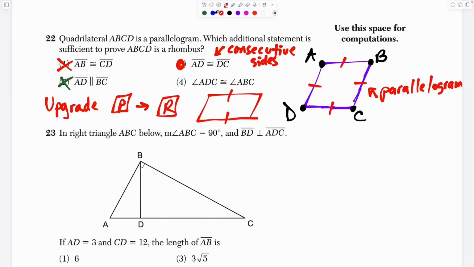And now let's think of this last one here. Why is this not sufficient to prove ABCD is a rhombus? We have angle ADC, so this angle over here is congruent to angle ABC. Well, opposite angles of a parallelogram are congruent. That is true. So this is true for all parallelograms. So I'll just say these are all true for all parallelograms. And that includes parallelograms that are not rhombuses. So that's why those are not special. Choice 3 is our answer.